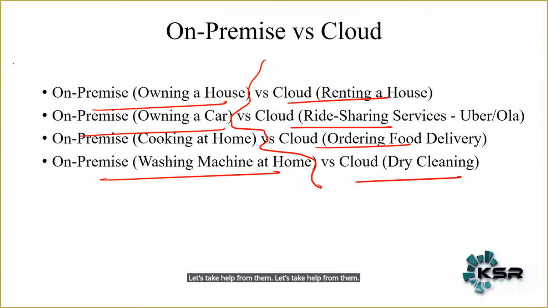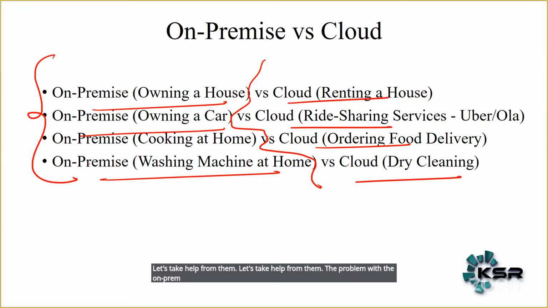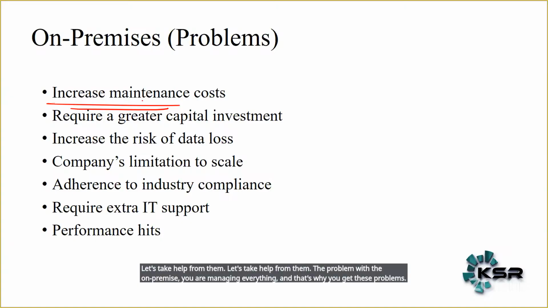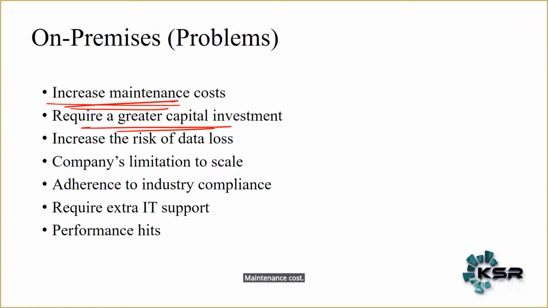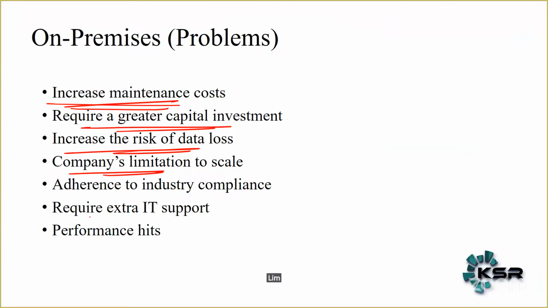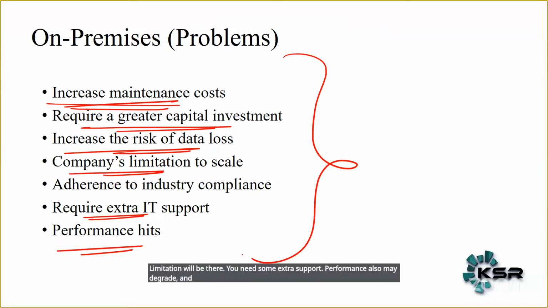The problem with on-premise is that you are managing everything, and that's why you get these problems. Maintenance cost, need for a greater investment. You need to take a lot of risk, and there is a possibility that you may lose it also. Limitations will be there, you need some extra support, and performance may also degrade. Those are all the problems that you may get in on-premises. What is on-premises? Something which you take care of by yourself. It could be a washing machine, it could be a car, or it could be a physical database server.